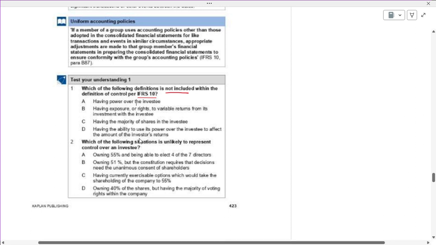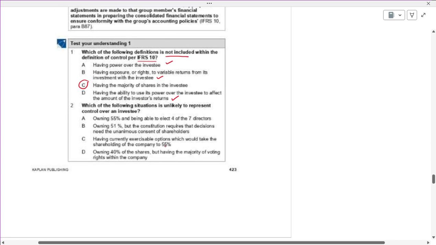Yeah, C. Having power over the investor, exposure to variable return, having the ability to use power. This is not included. Which of the four is unlikely to represent control over an investee? Unlikely to represent. Owning 55% to elect four of, see, I told you, if you have a higher percentage of investment and you have the majority of directors, it is likely to represent control.